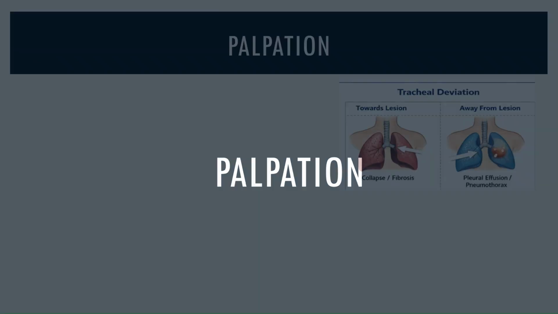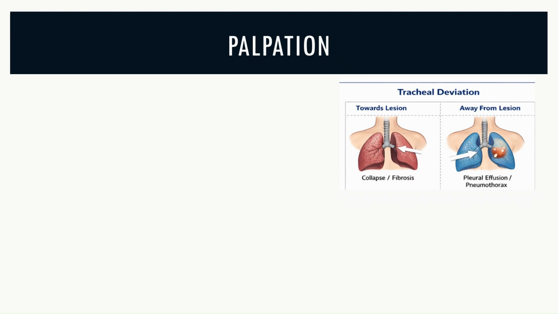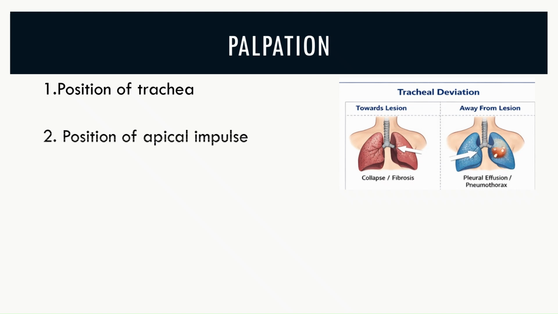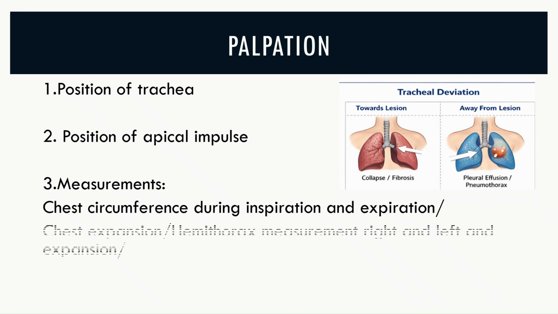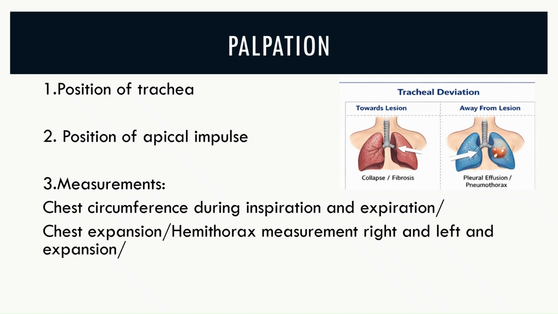Palpation. Palpation is the next step in respiratory system examination. Position of trachea should be palpated to determine whether it is central or deviated. Apical impulse should be palpated to assess cardiac position and any displacement due to mediastinal shift. In measurements, chest circumference should be measured during inspiration and expiration to assess respiratory expansion. Measurement of chest expansion helps to identify restricted lung expansion which may be seen in pleural disease, fibrosis, or collapse.